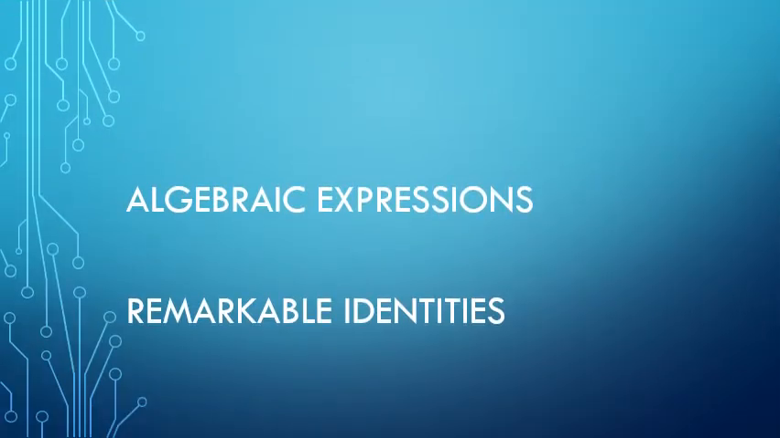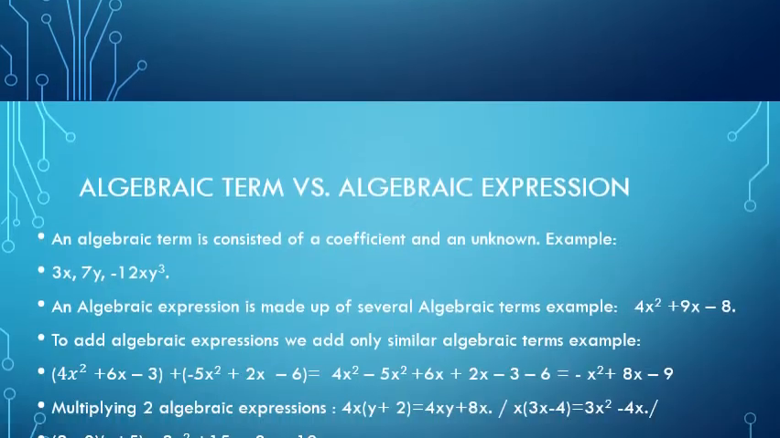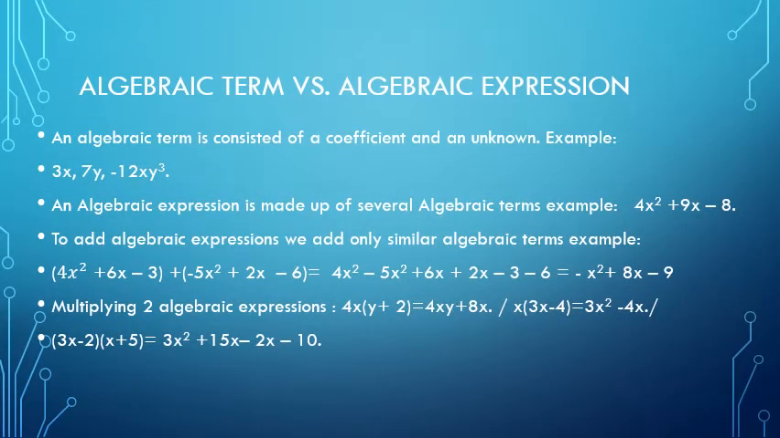Good morning. Today's lesson is about algebraic expressions and the special part of them, which is remarkable identities. We're going to see the difference between algebraic term and algebraic expression. So our first title is algebraic term versus algebraic expression.